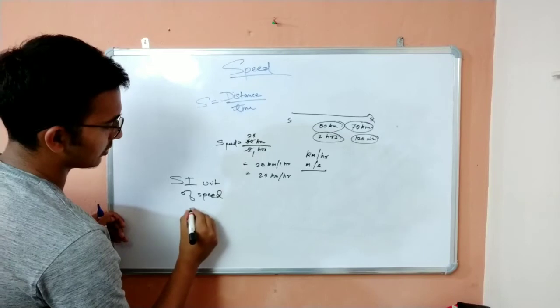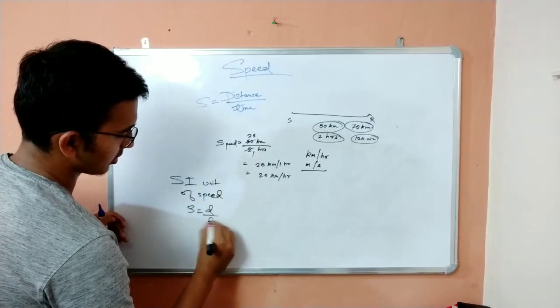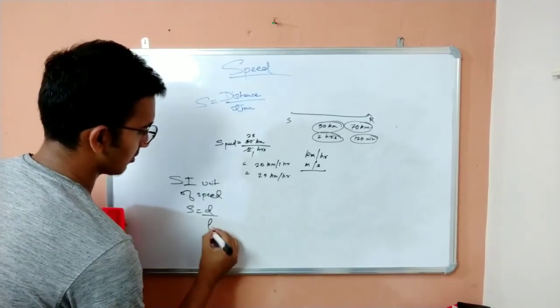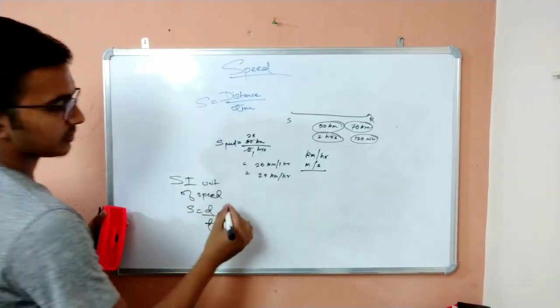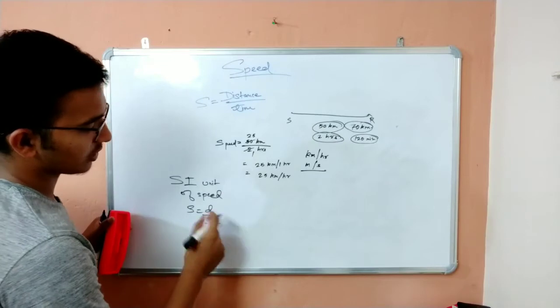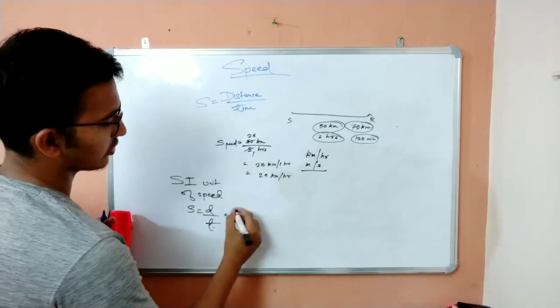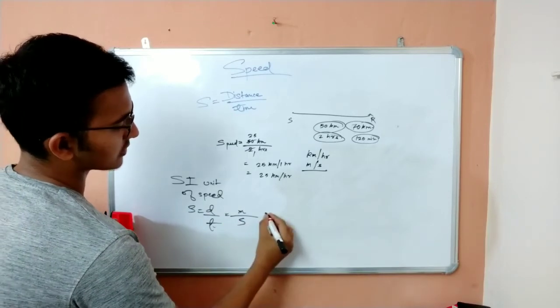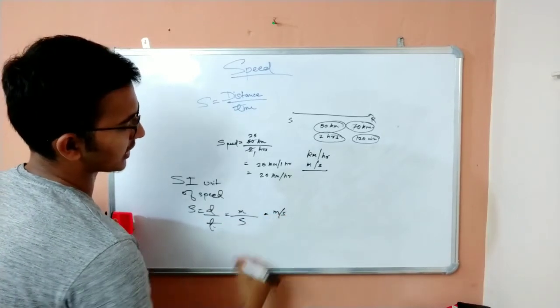What will be the SI unit of speed? This doesn't look like T. So what will be the SI unit of speed? The SI unit of speed will be the SI unit of distance by SI unit of time. SI unit of distance is meter, SI unit of time is second. So SI unit of speed is meter per second.